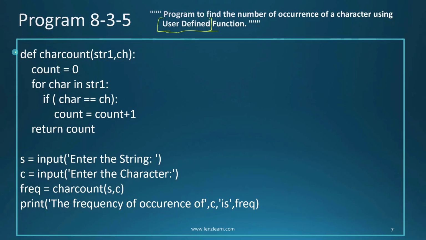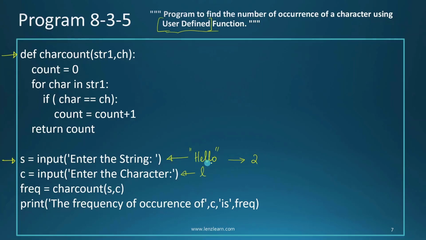So now my interpreter will start at the first line of my code. It finds that this is a function definition, so it will skip the body and come to the next line, where I have to enter a string. If I enter a string called hello, and in the next line I am asked to enter a character, and I enter the character L, my program should find out how many times L is coming inside the string. The answer is 2 because L is coming 2 times. So let us see how it finds out.